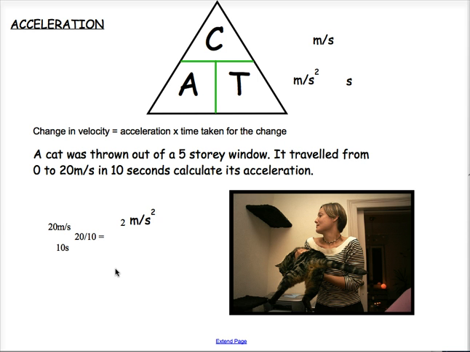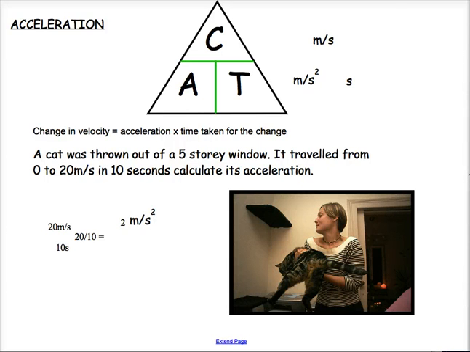So the answer is 2 metres per second squared. Don't forget that little 2 at the top there. That's its acceleration, how fast it goes: 2 metres per second faster every second. All right, so that's how you use it. That's at the foundation tier.